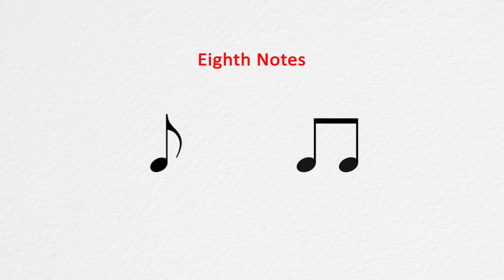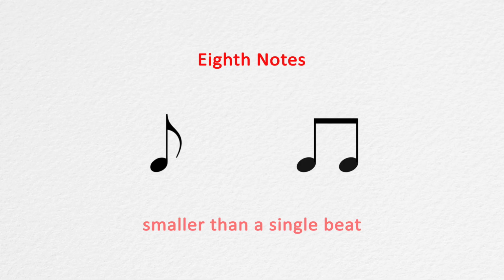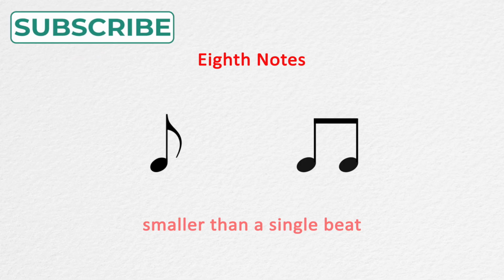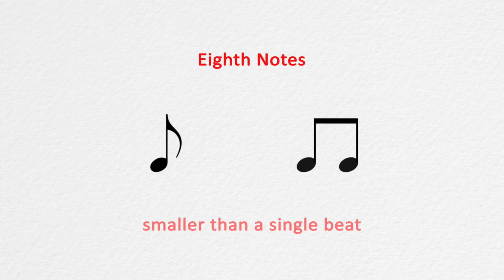Eighth notes are the most commonly seen note value type after quarter notes and half notes, and they're the first note value type that we've seen that is actually smaller than a single beat. Eighth notes are half a beat in length. We'll reinforce that and go into more detail in a moment, but before that, let's take a quick look at how eighth notes appear in music notation.